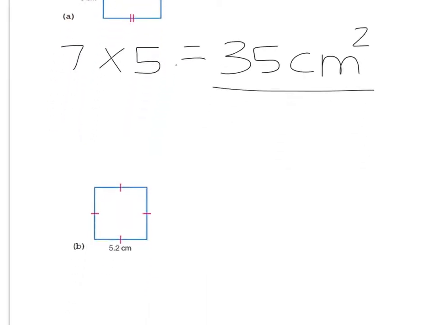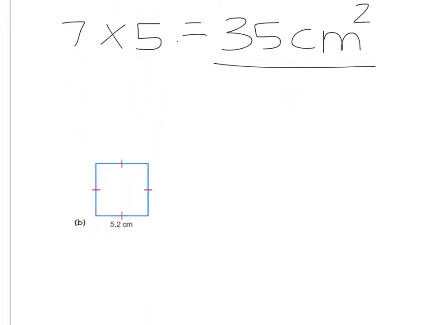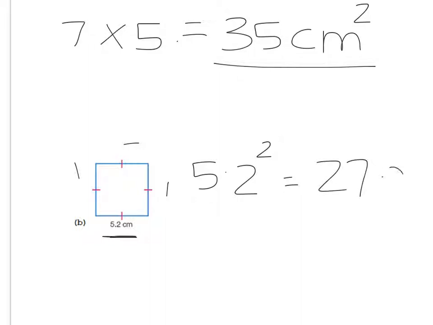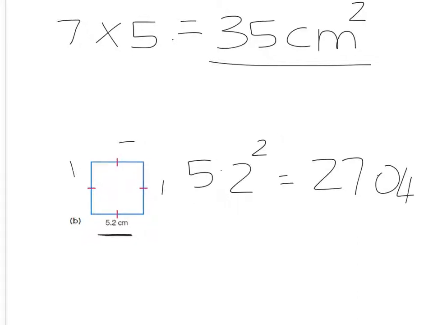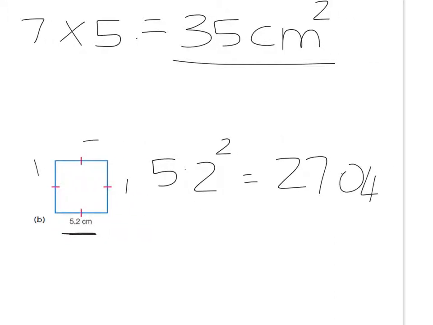If we move down and look at this one, we've got 5.2 centimeters, and that's the only measurement they've given us because all of these are the same. So you could either go 5.2 squared, and if we get our calculator out, I'll put my calculator on, 5.2 squared will give me 27.04. Let's move this over a little bit, which will give you, what is that, centimeters squared.